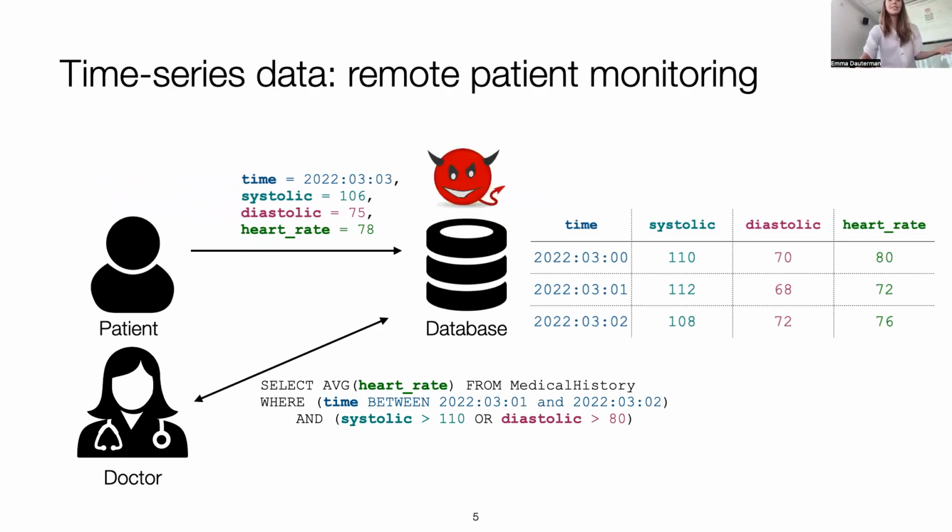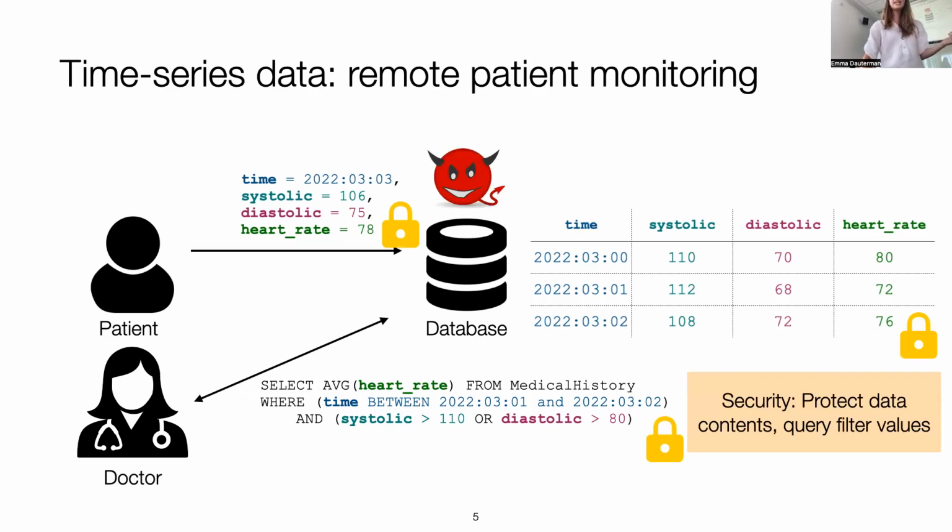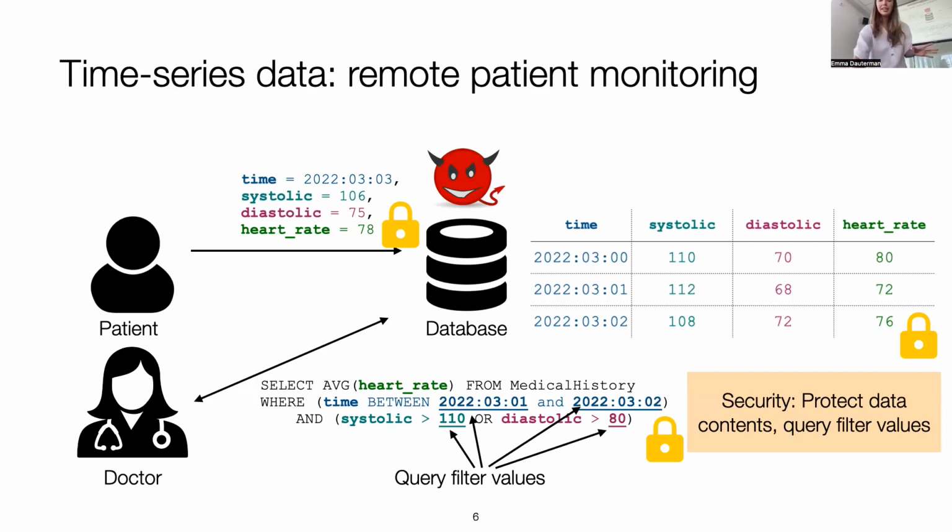Now we're also concerned about some attacker that can break into the database, and we'd like to protect the data contents as well as the query filter values in this case. So the contents of the table, and then also the query filter values, which are the values in the predicate. So the time interval that we're considering, as well as the systolic blood pressure value 110 and diastolic blood pressure value 80. We'd like to protect all of these from the attacker.